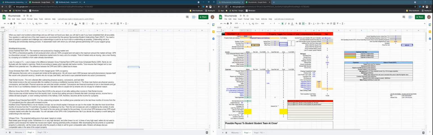So your modified potential rent, this is what we refer to as the last 3 months of rent. That's essentially what this is. So modified gross potential rent is the last 3 months. Okay.